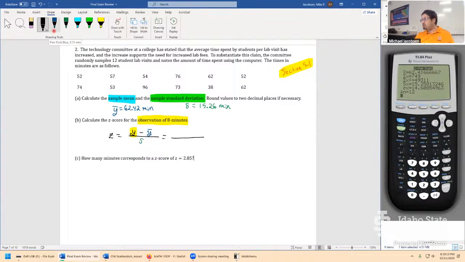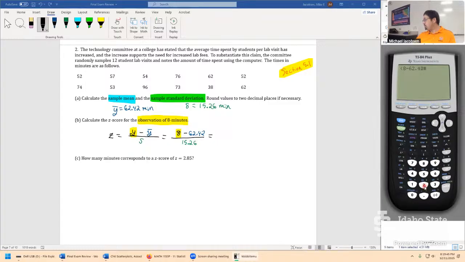The observation y is just the 8 minutes the problem gave us. So it's going to be 8 minutes minus 62.42 divided by 15.26. So next up, I guess we don't need a fraction bar at that stage. We're just going to get a number. Easy calculator mistake to make is forgetting the parentheses around your entire numerator. So again, if it's on paper, that's insurance against that kind of mistake.